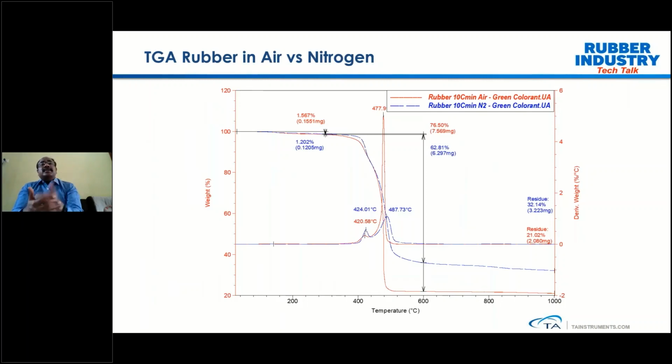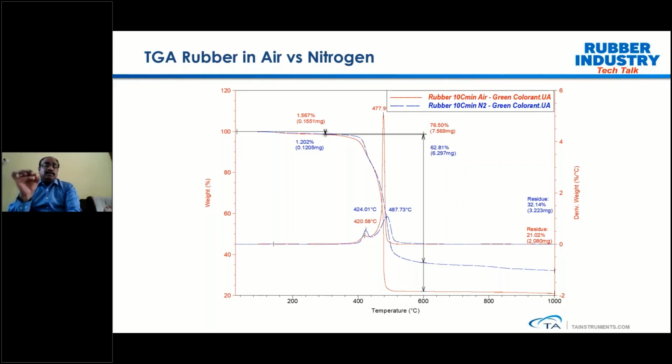Another aspect is the atmosphere we are using. As all of us know, the decomposition of any polymeric material, whether it's a rubber polymer or thermoplastic, is basically a kinetic reaction, and that is purely dependent on the atmosphere we are using. In this case, we have taken the same rubber compound and tested it under air and under nitrogen. What we see here is a clear change. The sample tested in air shows a faster decomposition as compared to the nitrogen atmosphere.